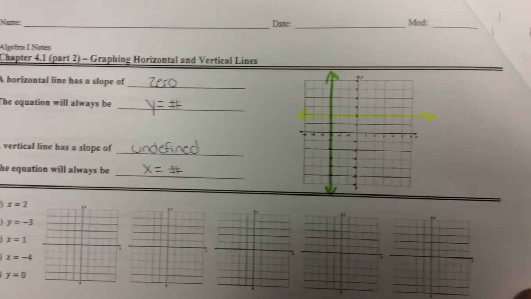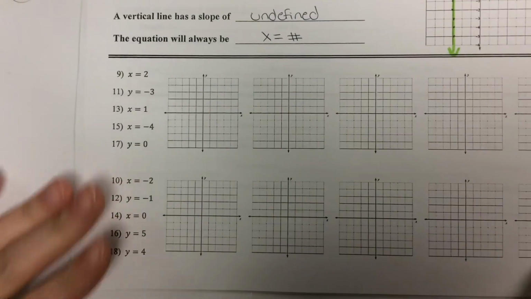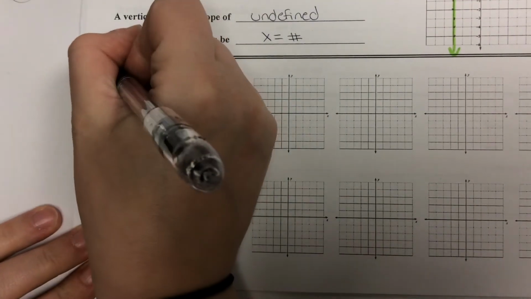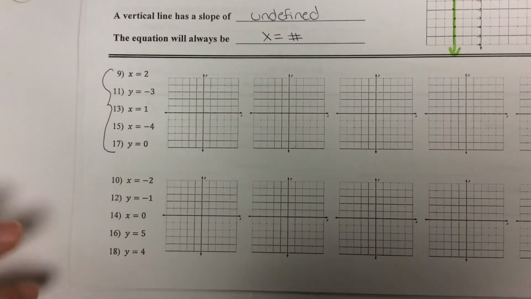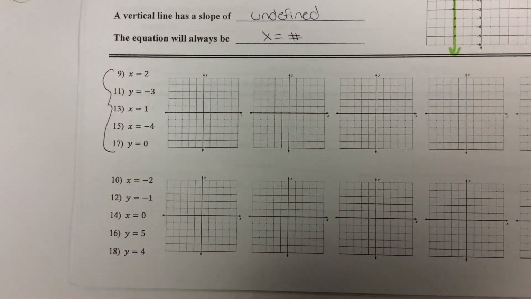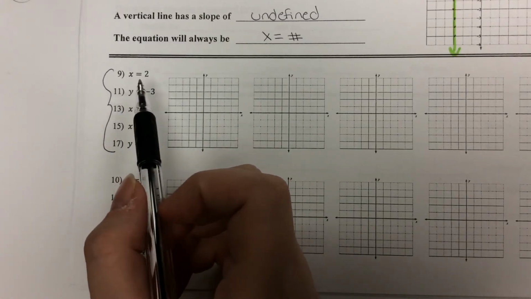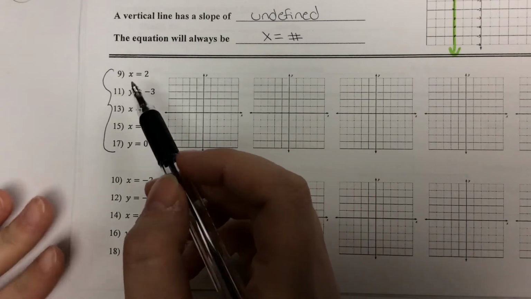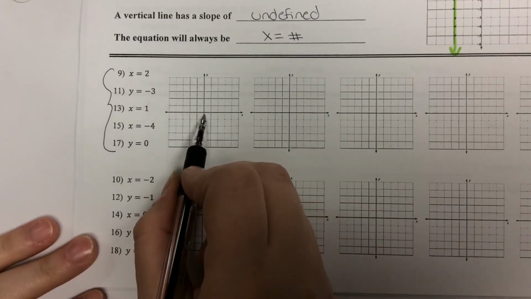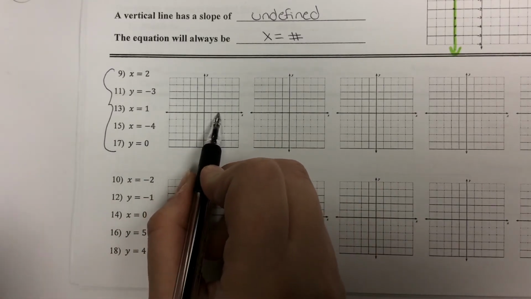All right? So let's look at a few examples down here. I'm going to do the odds with you, and then I'm going to leave these evens down here at the bottom for you to finish, and that's going to be our lesson for today. All right, so number 9, we have x equals 2. So just like I said above, what this means is that at x equals 2, let's find x equals 2, we have points all along this vertical line.